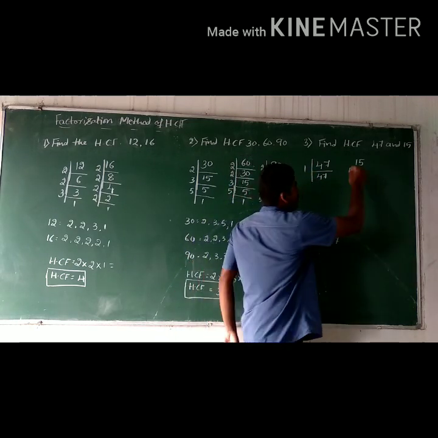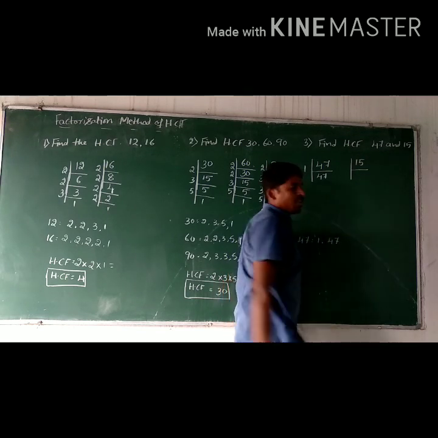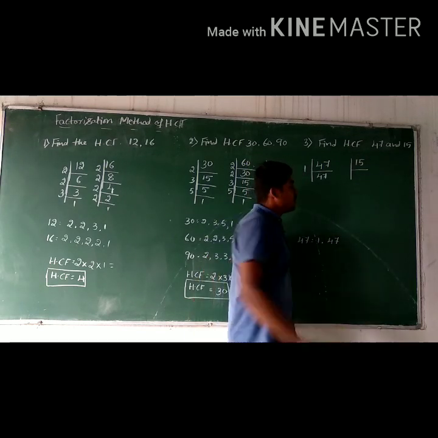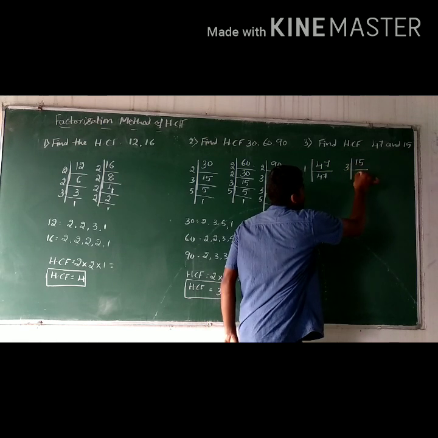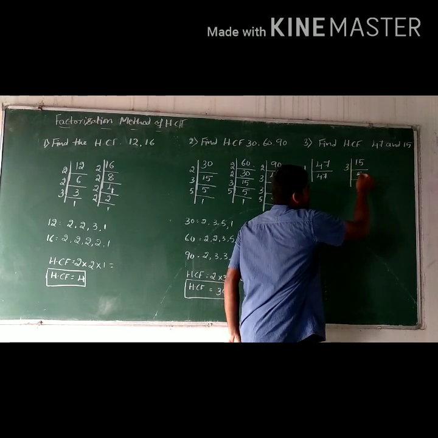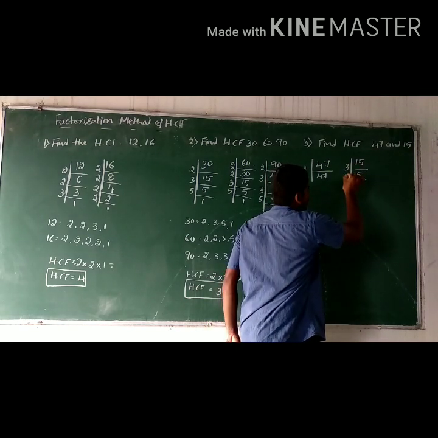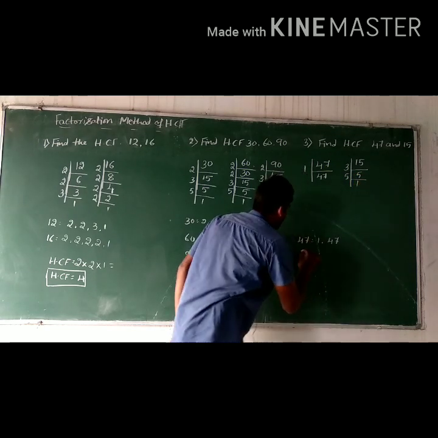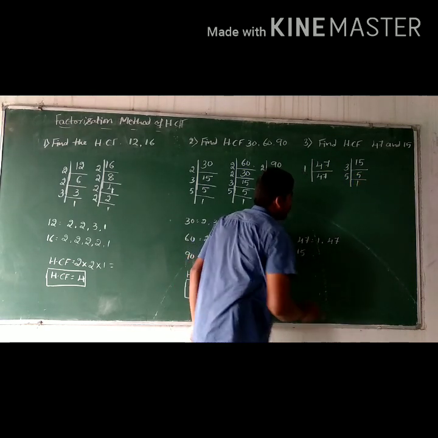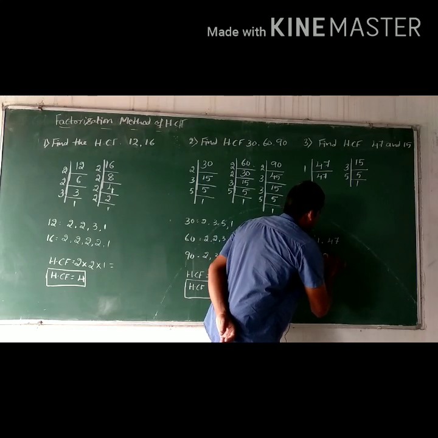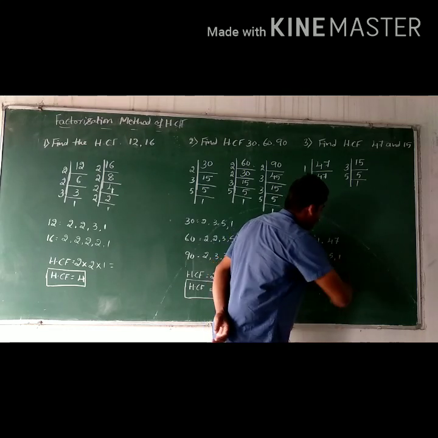Okay, next we divide 15. 15 is an odd number. We divide with 3. 3 5s are 15. You get 5, you cannot divide it with any other number, you get 1. So for dividing 15, what numbers did we take? Sorry, 3, 5 and 1 we took.